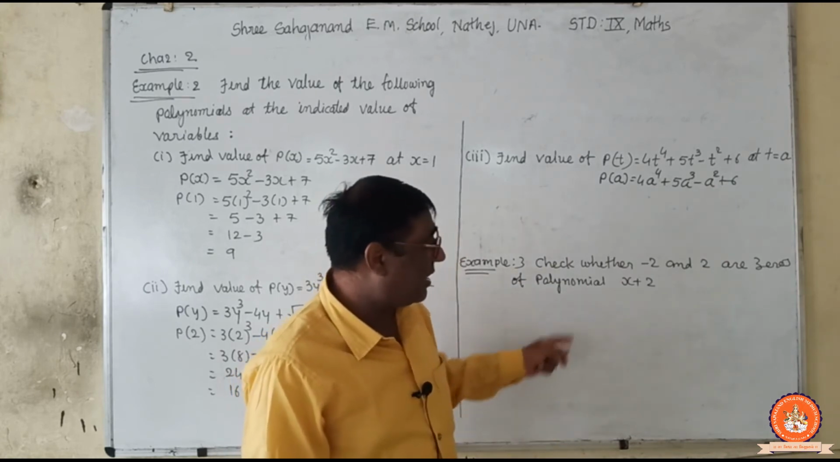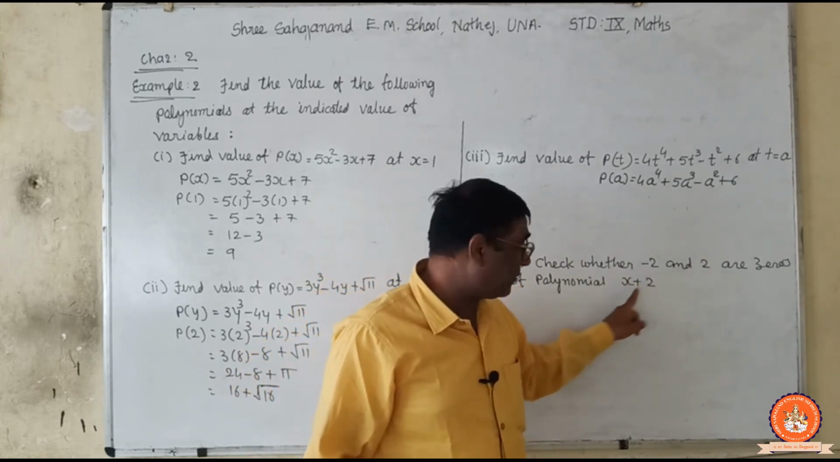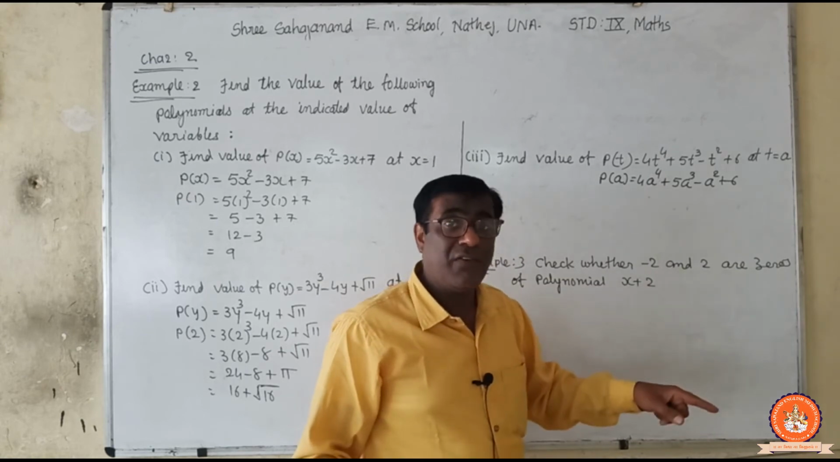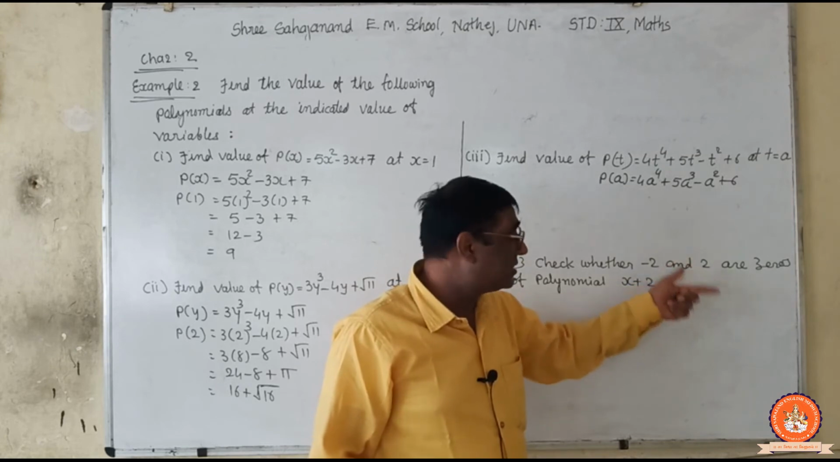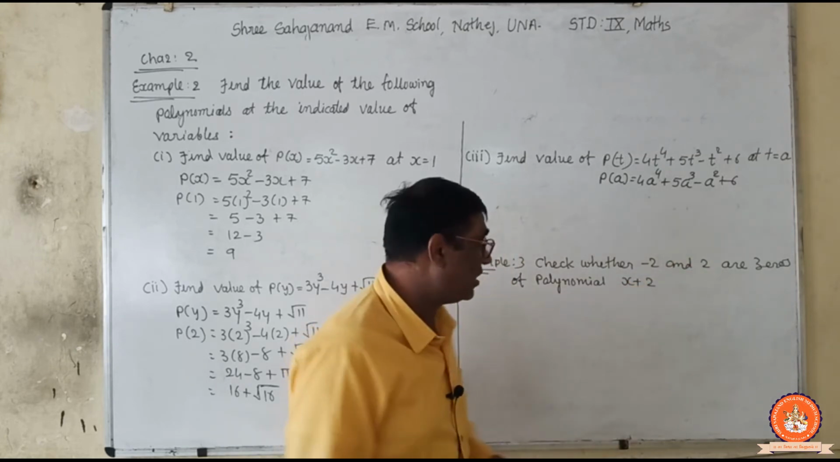Similarly, the second time we will put 2 in place of x in this polynomial. If the value of the polynomial becomes 0, then x is equal to 2 is a 0 of the given polynomial, otherwise it is not.